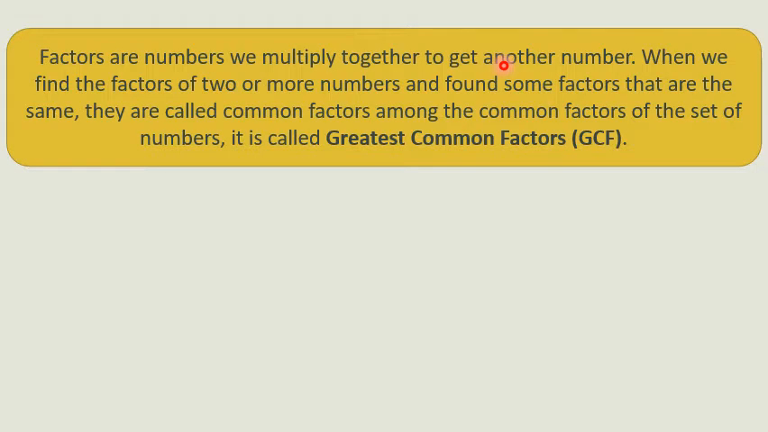So when we find the factors of two or more numbers and found some factors that are the same, they are called common factors. Among the common factors of the set of numbers, it is called greatest common factor. So, sa two set of number, meron tayong makikita na factors na magkatulad sila. And dun sa mga magkatulad na yon na tinatawag natin common factors, pipiliin natin kung alin yung pinakamalaking common factor and that will be our greatest common factor.